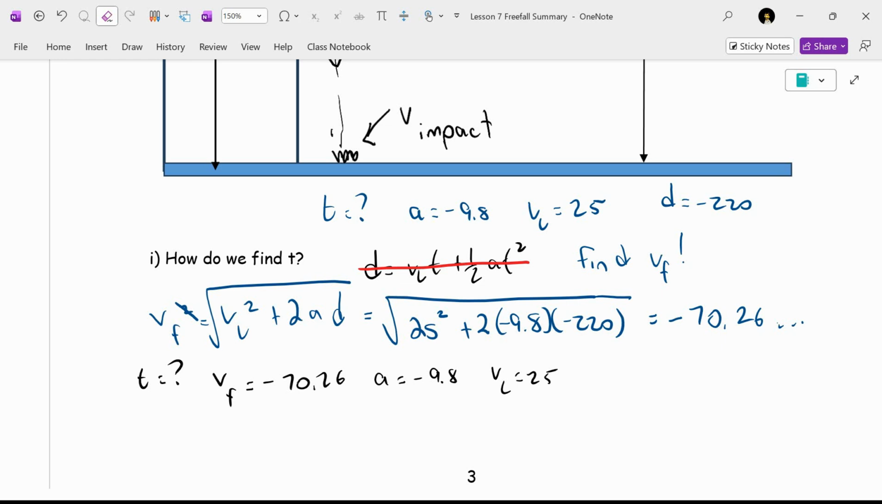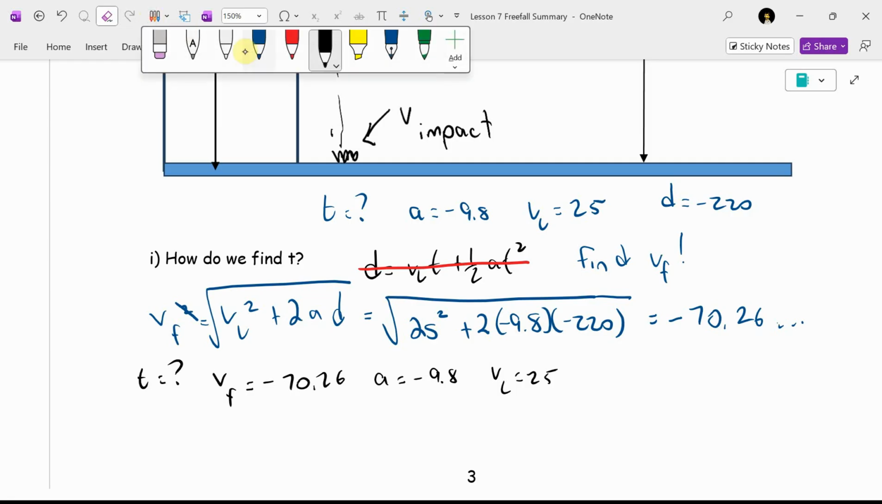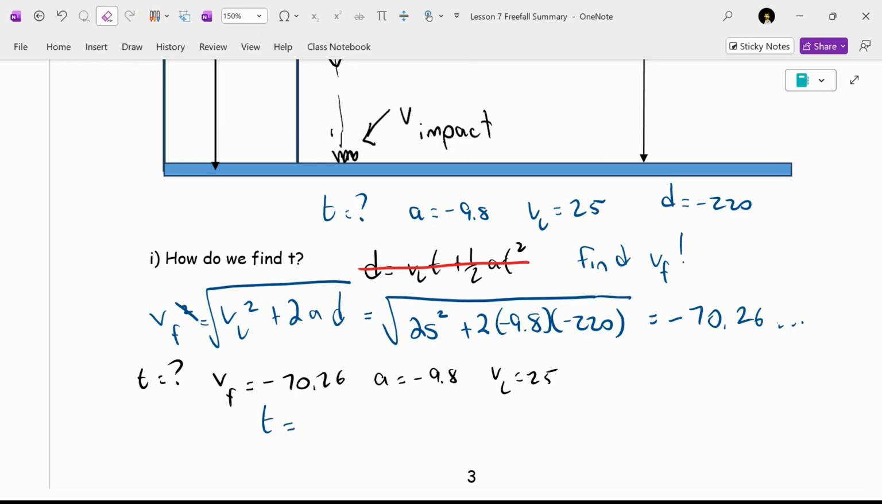Yeah, VF equals VI plus AT. Can you get the T by itself in your head? Okay, I'm going to go straight to that. T equals VF minus VI over A. Now, how would I type this in? I would write negative 70.26 minus 25 all over negative 9.8. But instead of the 70.26, I'm going to hit negative answer button. It's less typing. It carries more sig figs.